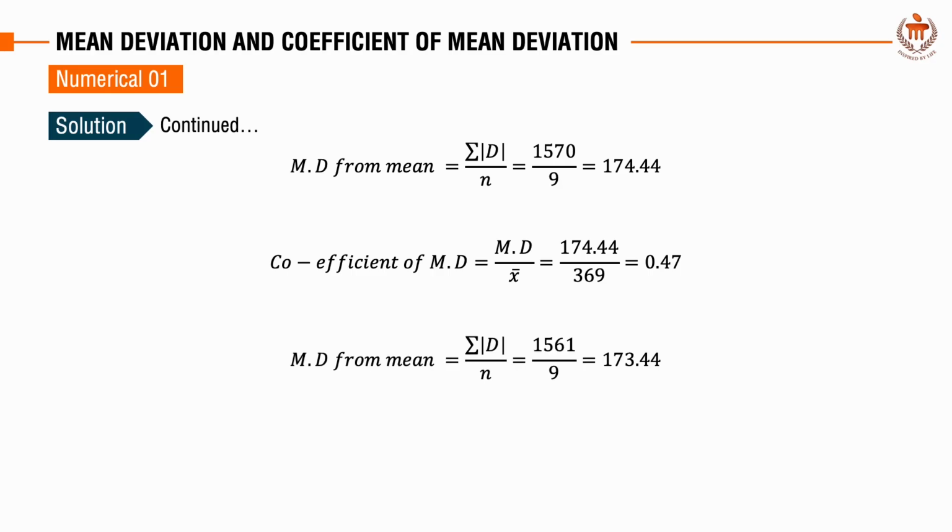That calculation gives the value 0.47. Then the mean deviation from the median, not mean, corrected, is 1561 by 9, which gives 173.44. And then for the coefficient of mean deviation by the median method, the median was 360, so 173.44 divided by 360 gives the coefficient of mean deviation as 0.48.